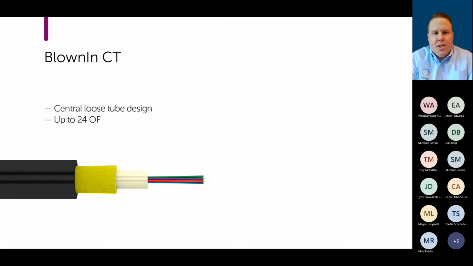And then last, our central loose tube design, again, a single buffer tube in the center of the cable. Again, very much limited in terms of how many fibers, because you can only go up to 24 fibers, since you only have that one buffer tube.